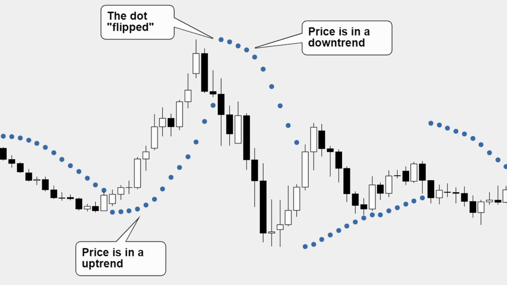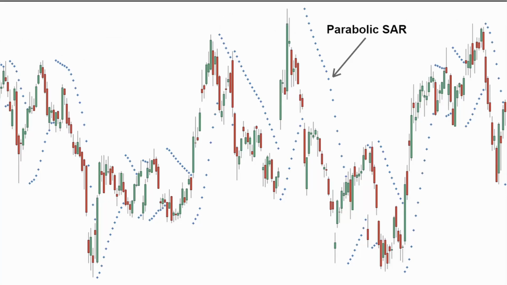The parabolic SAR provides clear buy or sell signals. A buy signal occurs when the dots switch from above to below the price, indicating a potential reversal to an uptrend. A sell signal occurs when the dots switch from below to above the price, indicating a potential reversal to a downtrend.